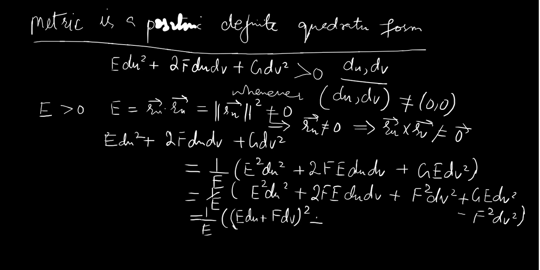Then plus, I can write it as, if I combine that, eg minus f square times dv square. Eg minus f square whole multiplied by dv square. And if I add a page, so this would be further equal to 1 by e, (e du plus f dv) whole square plus h square dv square.